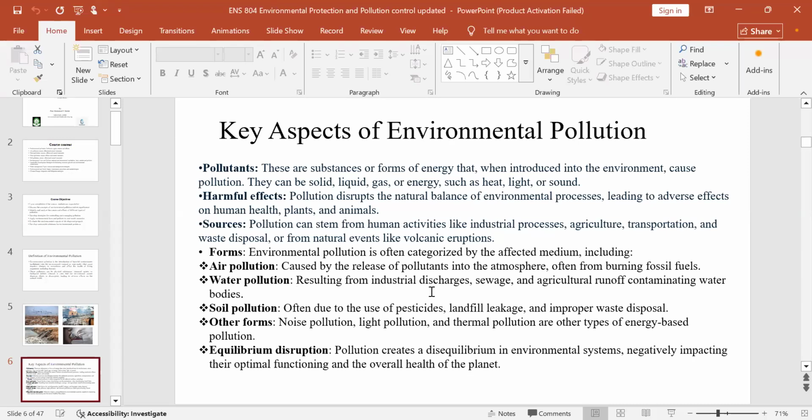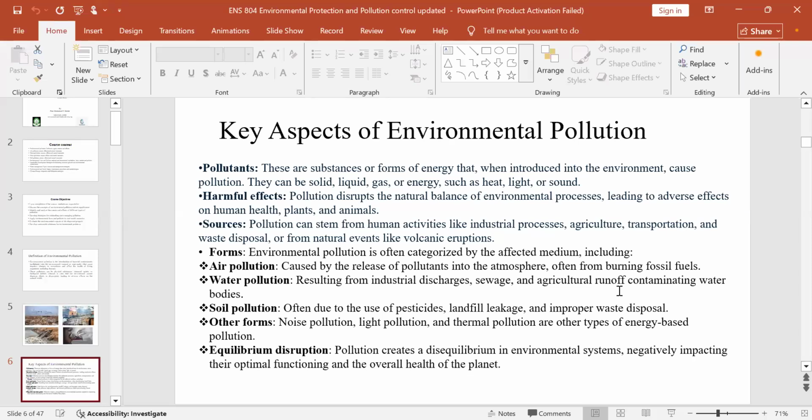Then water pollution resulting from industrial discharges, that is sewage, agricultural runoff, contaminating water bodies. Usually water pollution emanates from industrial discharges, or what you call liquid effluents. Then sewage, this is domestic liquid waste. Domestic liquid waste, the one that comes out of the kitchen, or even from toilets.